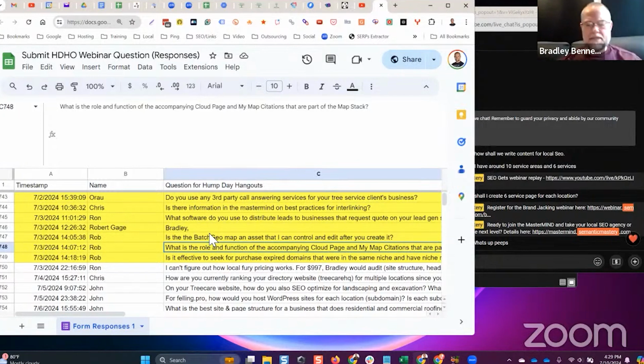And in the maps citations, I get that. I understand why people do that. I'm not convinced that it has a benefit, because I haven't done any testing myself with it personally. Honestly, I'm not convinced that those map citations really do anything anymore.